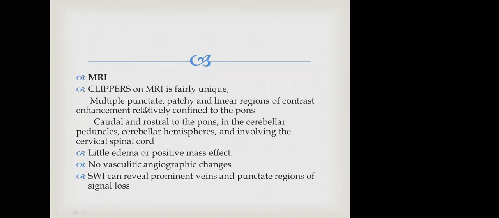MRI of CLIPPERS shows multiple punctate, patchy, and linear regions of contrast enhancement relatively confined to the pons, with the caudate and dorsal pons, cerebellum, peduncle, and cerebral hemisphere possibly involved. Little edema is present, with little mass effect, and no vascular angiographic change. CVI revealed prominent veins in the punctate regions.